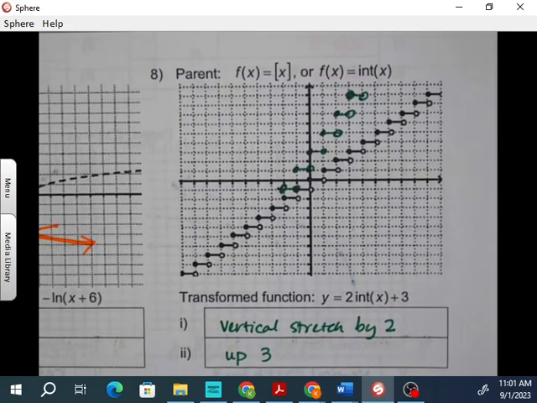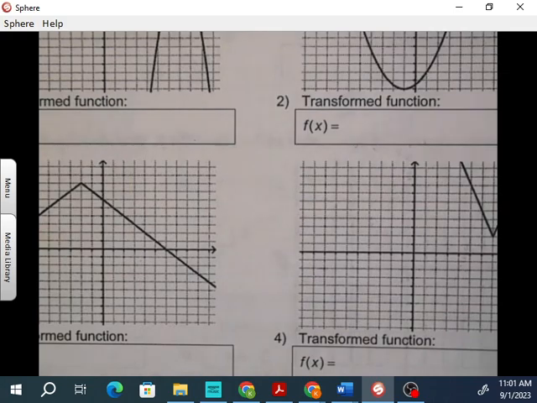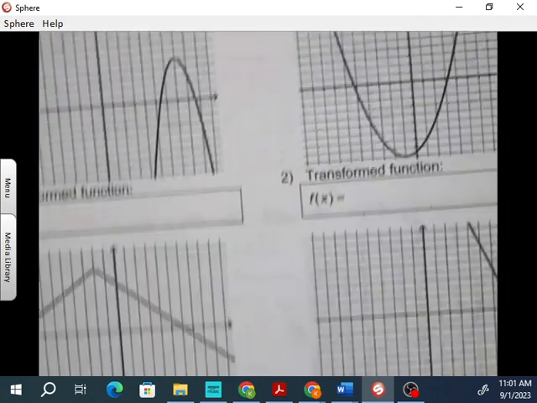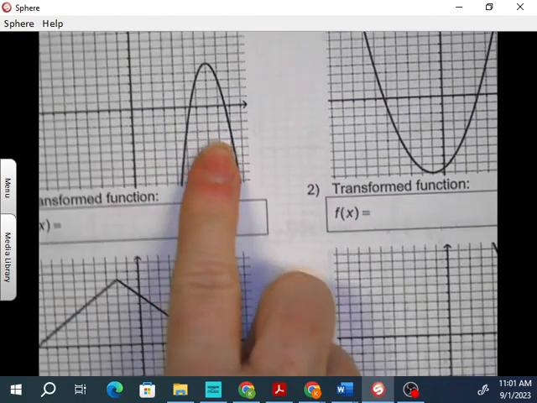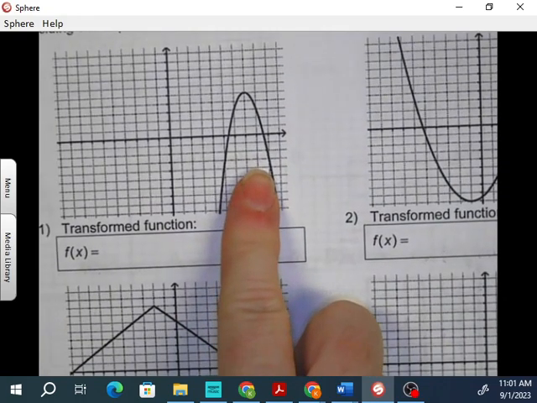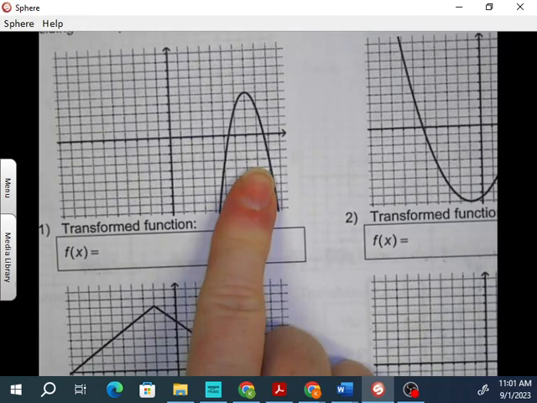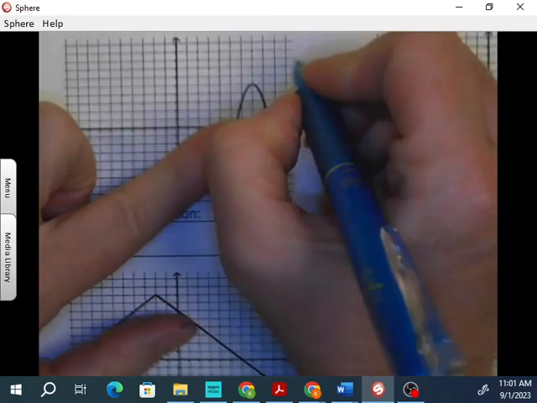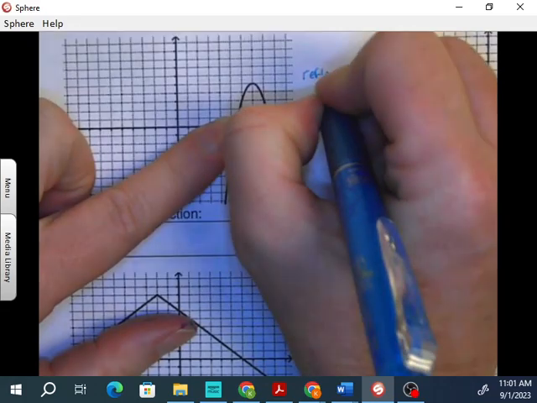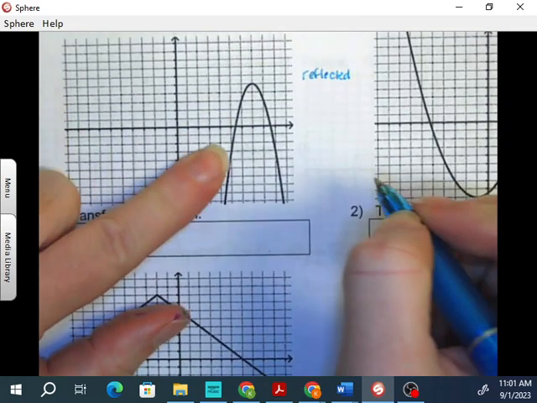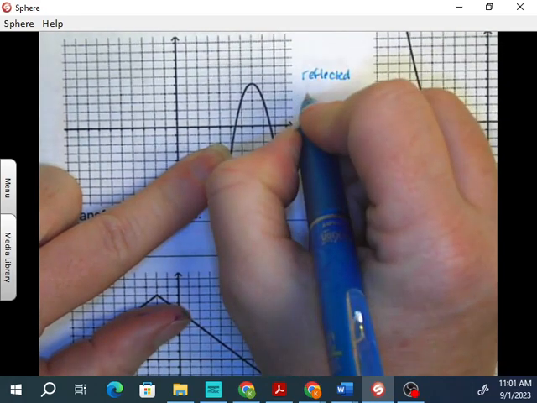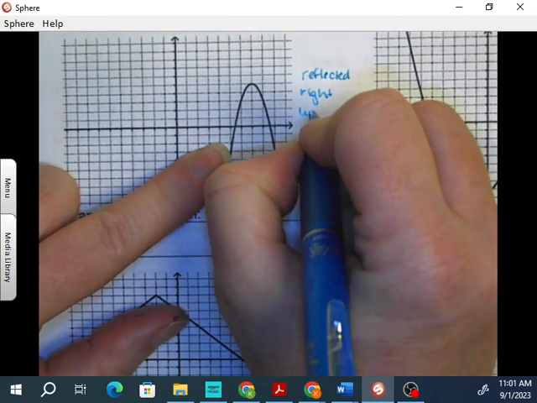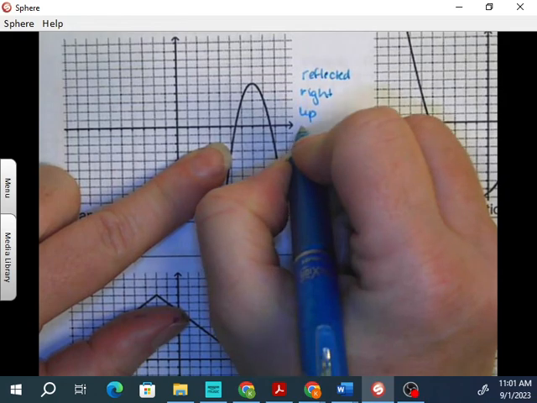So if we look at this one, first of all, what is this first function? Yeah, that's a quadratic function. So the most obvious transformation is that it's reflected. It's upside down. What else has happened to it? It's moved to the right, and it's been moved up. And it is also stretched by 2.